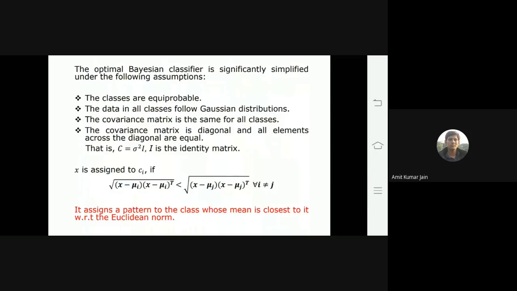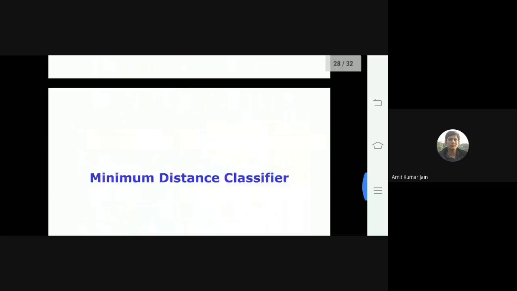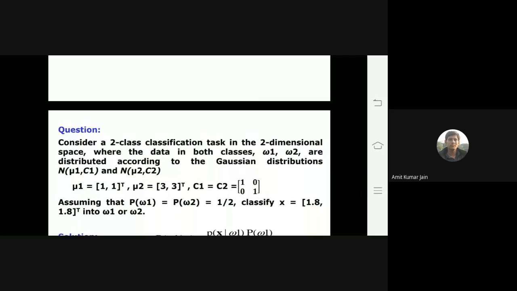Let's say the left side of this equation is D_i, and the right side I'm representing as D_j. If D_i is less than D_j, then my X will belong to class i. That means the distance of this unknown sample X to the mean vector of class i is less than the distance to the mean vector of class j. I hope you have understood the concept. It is pretty easy to understand. So it assigns a pattern to the class whose mean is closest to it with respect to the Euclidean norm. This is a very important line, and this equation is very well known. Now you can tell me that my feature vector is 1.8 and 1.8.